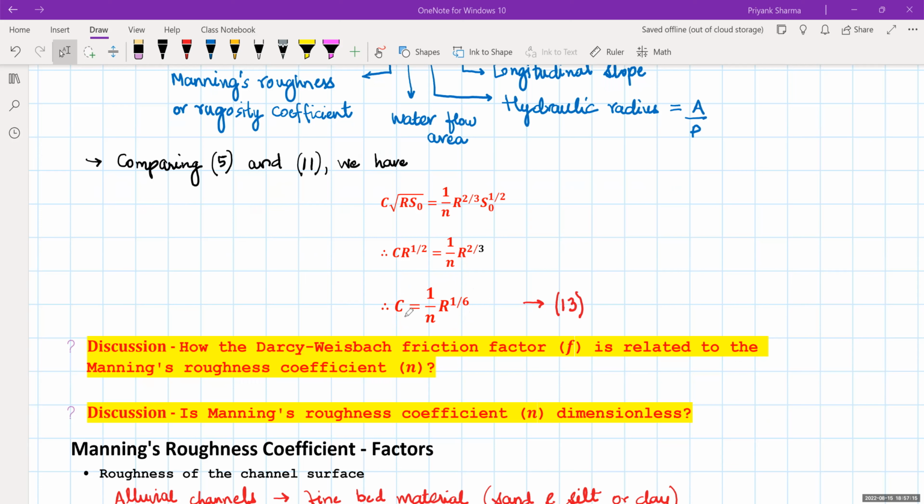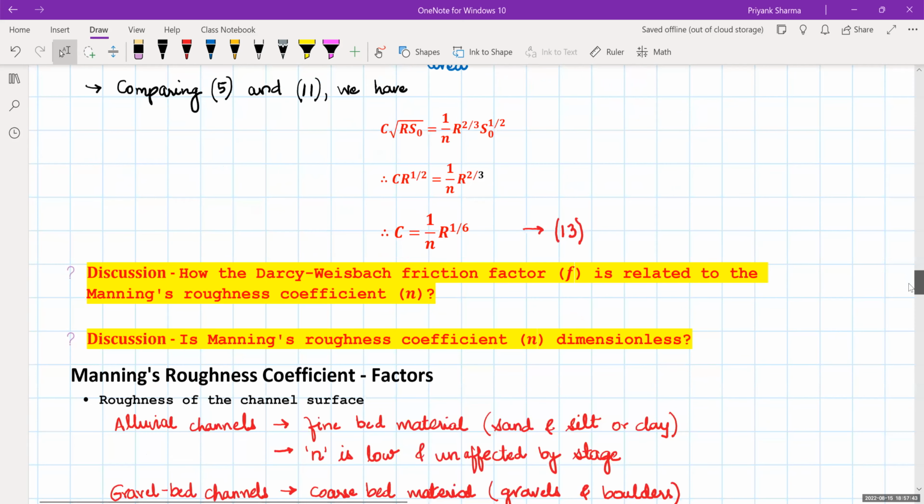That brings us to one more question: how is the Darcy-Weisbach friction factor related to Manning's roughness coefficient? You have already established the relationship between C and f. So how will that be related to Manning's roughness coefficient? Again, it brings another point: is Manning's roughness coefficient dimensionless? These two are the discussion questions which you need to attempt.